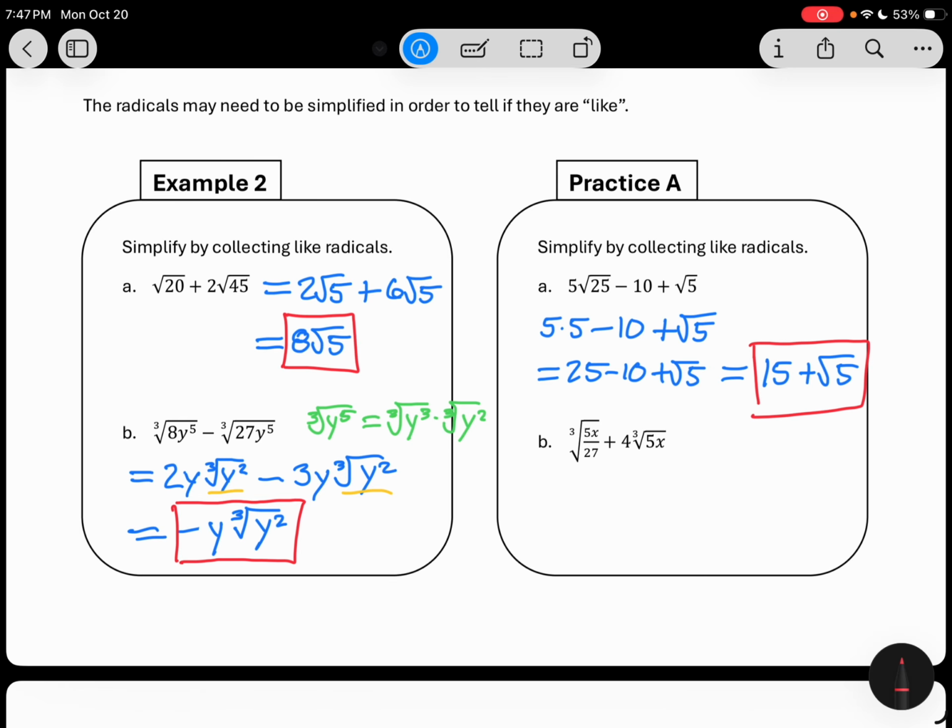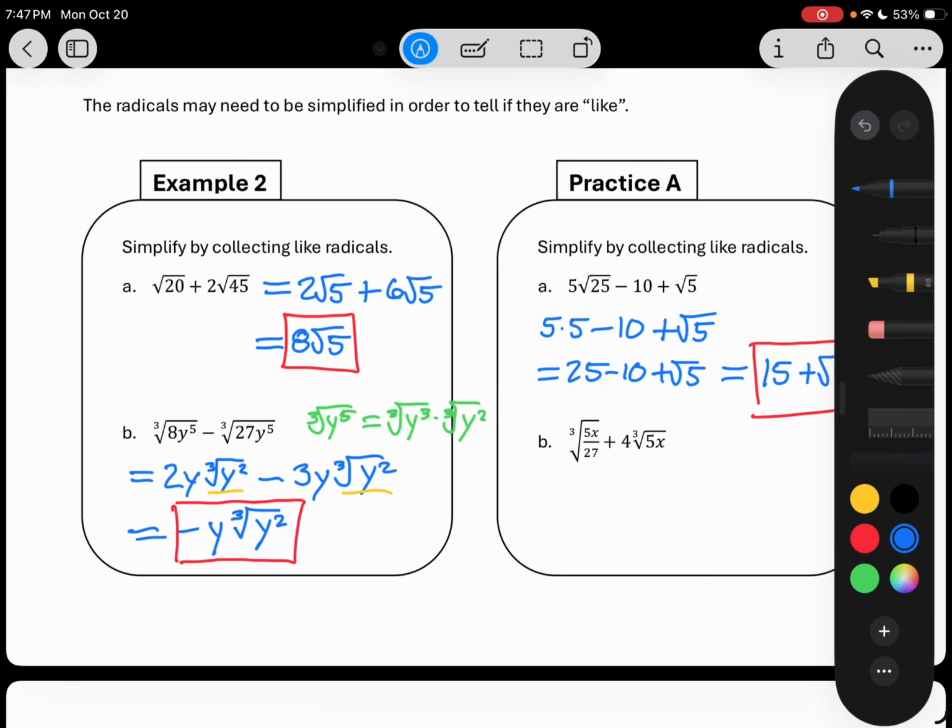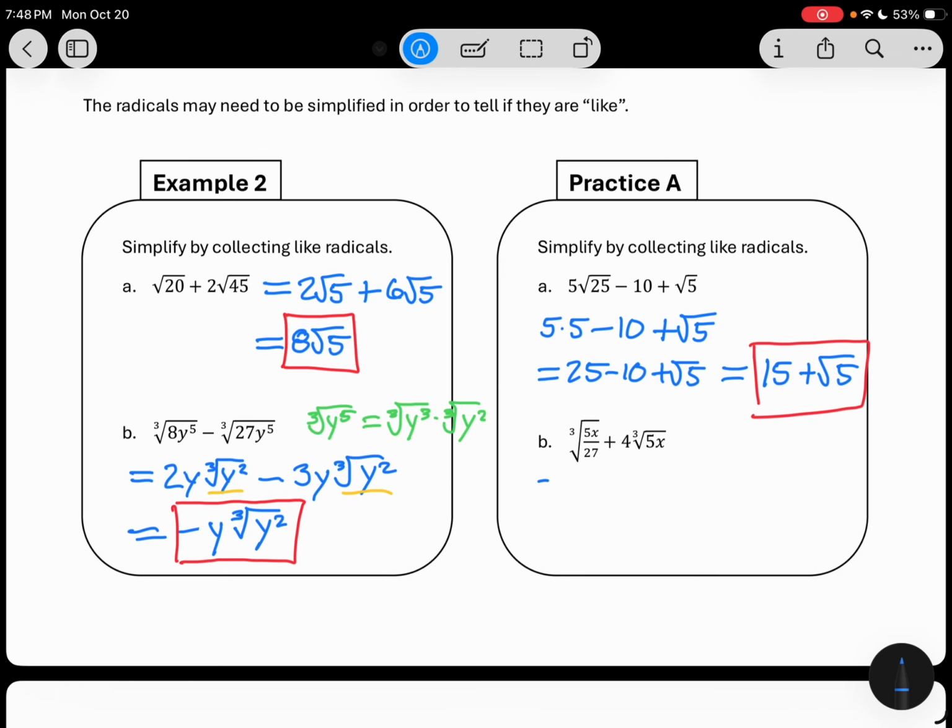If you take a look at the next one, we can split this division up, so it's the cube root of 5x divided by the cube root of 27. The reason we want to do that is because the cube root of 27 is a perfect cube, so that would be 3. So we would have the cube root of 5x over 3 plus 4 cube root of 5x. And if you take a look at that, the roots are the same now.